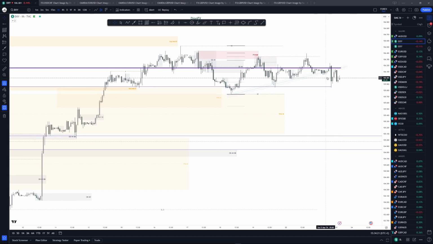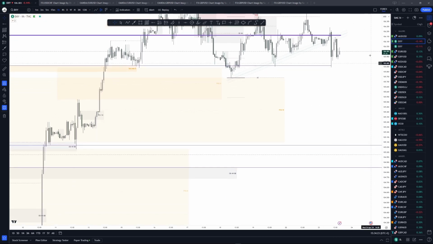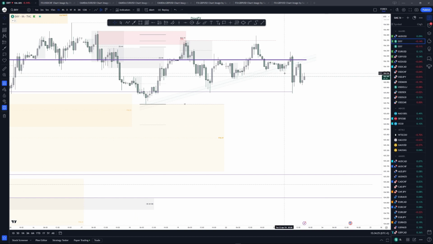Okay, it came, retested it, and it's also an AMD pattern. AMD setup too. We got the Asia manipulation right here. Asia high got manipulated, and then London took it out. We dropped to the downside. We come into the fair value gap the price left behind. There it is right here.